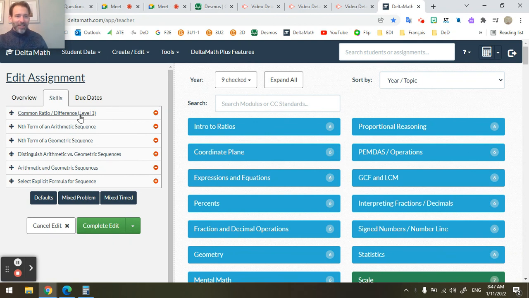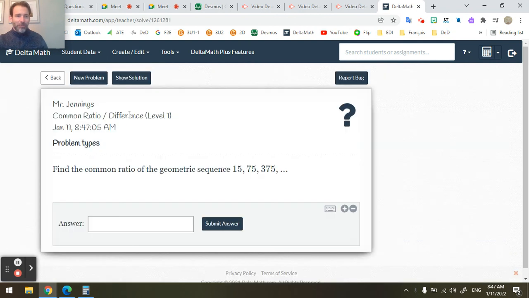Okay, so I'm going to come in here, common ratio and difference. This is our first question type, and it tells us what kind of sequence it is and what to do: find the common ratio. So the way I do that is I take two consecutive terms and divide the second one by the first one, or the third one by the second one. Whichever one is further on in the sequence goes on top of the fraction. All right, so 75 divided by 15, that's going to be 5. So the answer is 5.